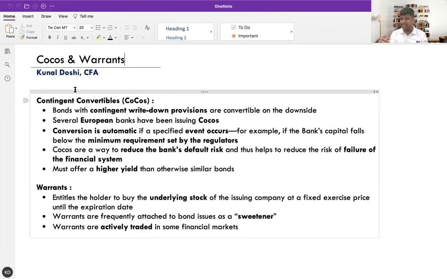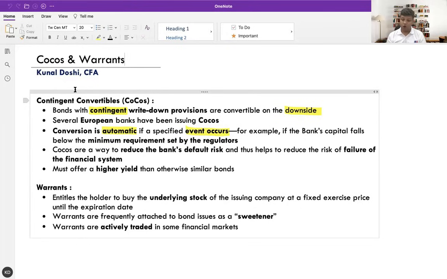So this is a trend where the European regulators are very strict. The bonds are contingent, which means that if there is a write down or a financial crisis in the company, the regulators force the issuers to convert their bonds into equity shares. So these are bonds with contingent write down provisions, convertible on the downside. When the companies are on the downside, conversion is automatic if a specific event occurs, like a credit default, or when the bank's capital is very low, below the minimum requirement.